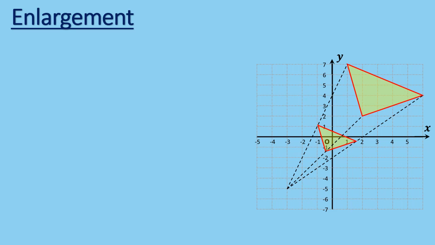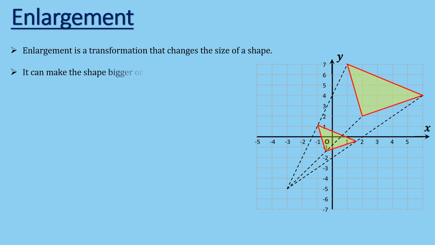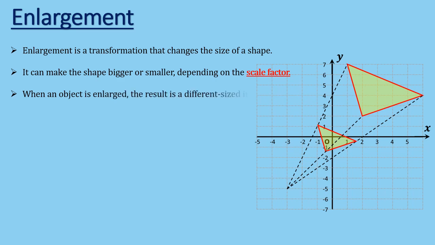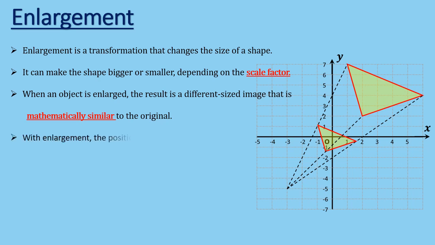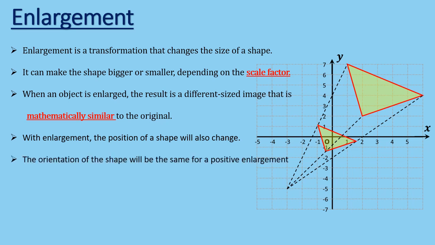Let us begin with some facts about the enlargement transformation. Enlargement is a transformation that changes the size of a shape. It can make the shape bigger or smaller, depending on the scale factor. When an object is enlarged, the result is a different-sized image that is mathematically similar to the original. With enlargement, the position of a shape will also change. The orientation of the shape will be the same for a positive enlargement.